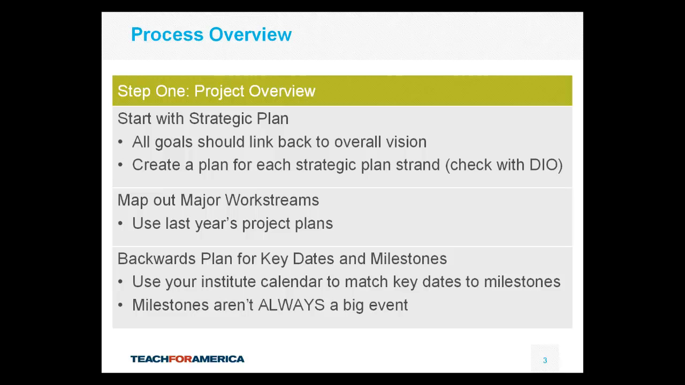Next, you'll use your Institute calendar, which your DIO will provide you, plans from previous years, which should be in your transition materials, and conversations with your DIO to determine what the major work streams for each project are and what your key dates and milestones are. Once you've taken these steps, your first tab is almost complete.